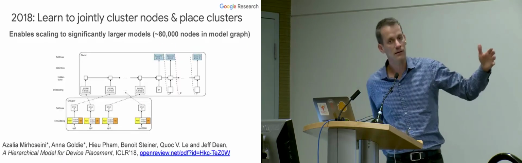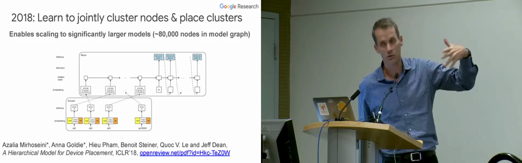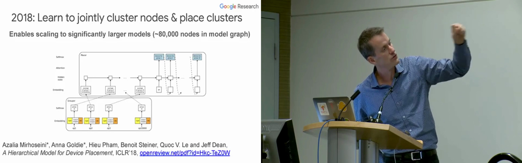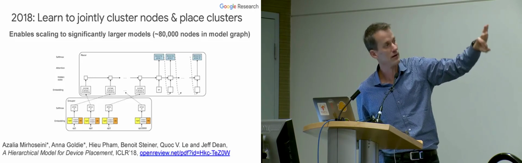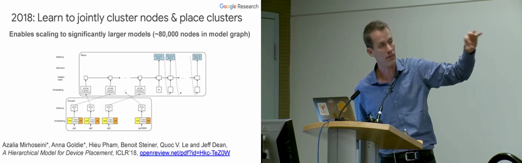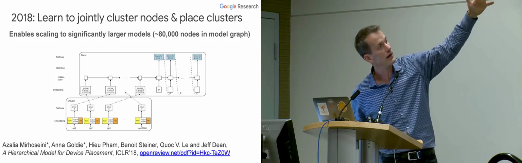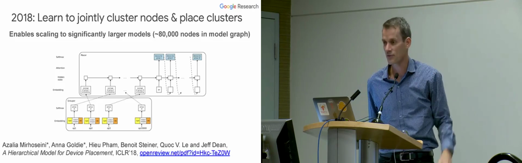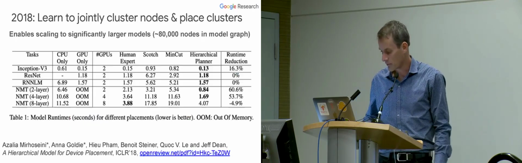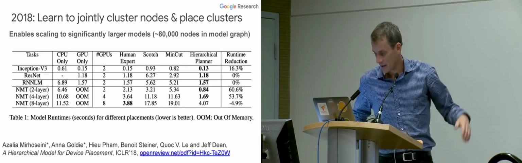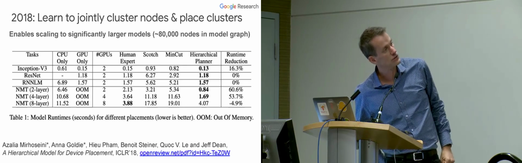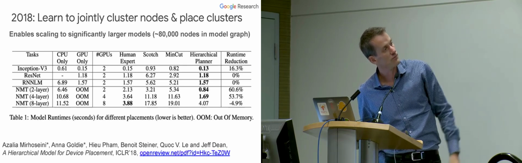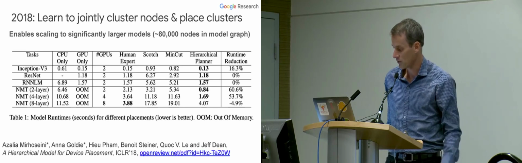And then in 2018, we wanted to scale that to larger models with more nodes in the computational graph. So there was some additional work to do essentially online clustering and placement of the clusters rather than placing each individual node. That enabled us to scale to 80,000-ish node computation graphs and get pretty good placement results. In particular, this hierarchical planning approach got the best performance compared to human experts for 5 of the 6 benchmarks we looked at and was pretty close for the other one.